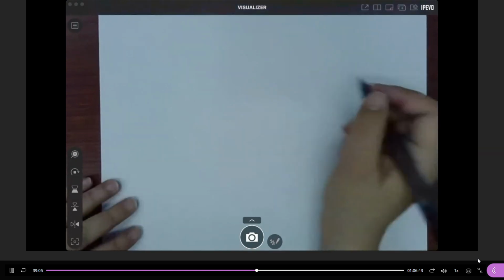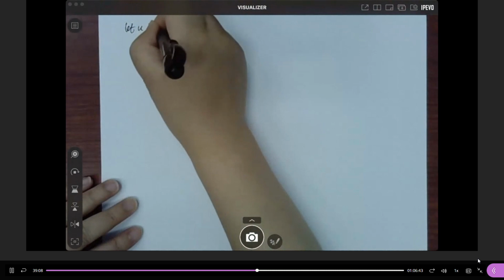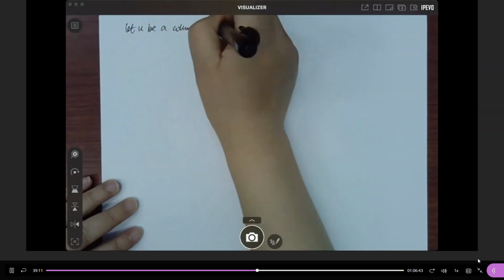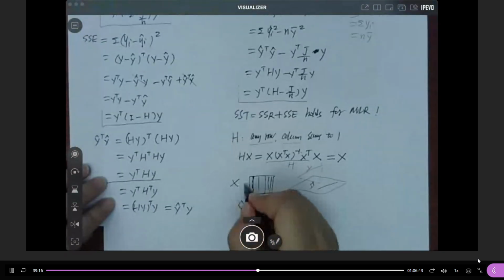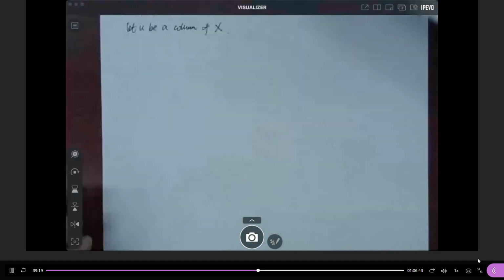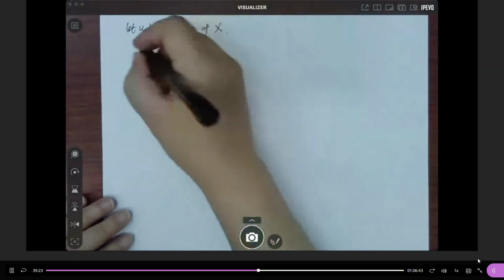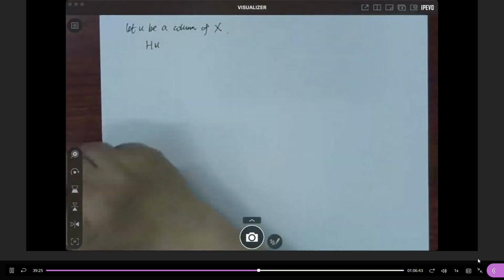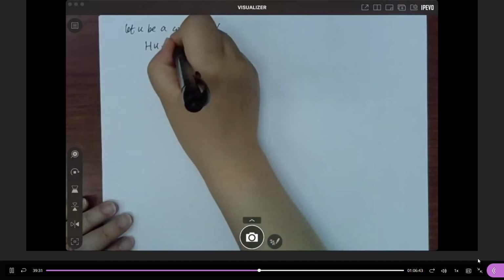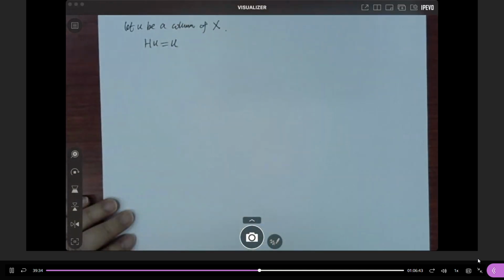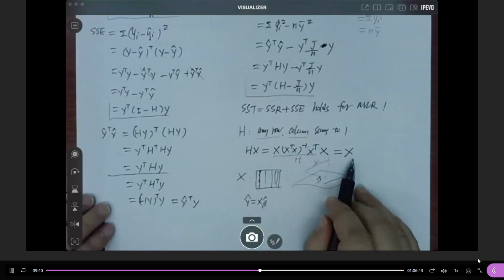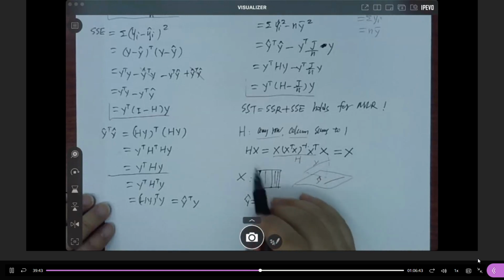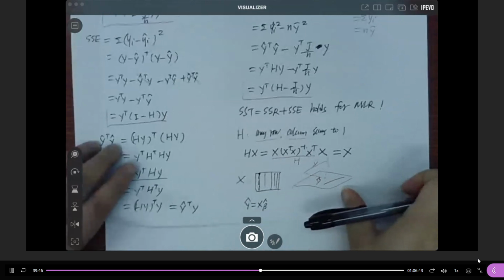So let's say we let U be a column of the X matrix. I said this is an X matrix here. Take any column, let's say we call it U. Then what is HU? U. Yes, brilliant. Because if you take the whole matrix, HX equals X. So if you take any column of X called U, it's still equal to this column. HU equals U.